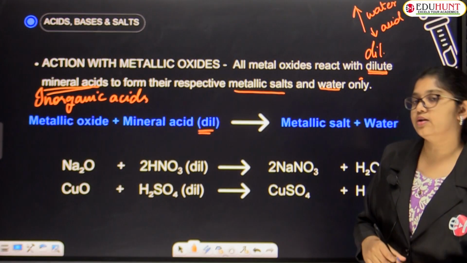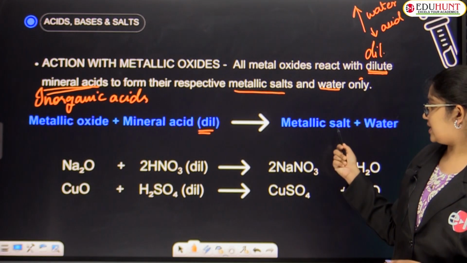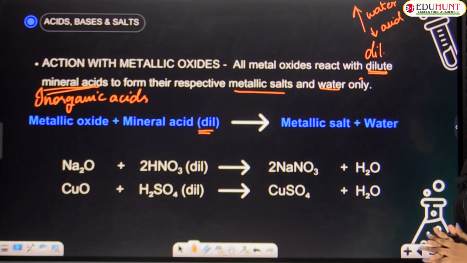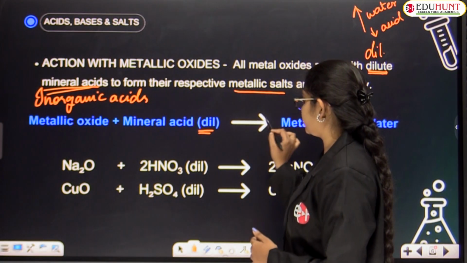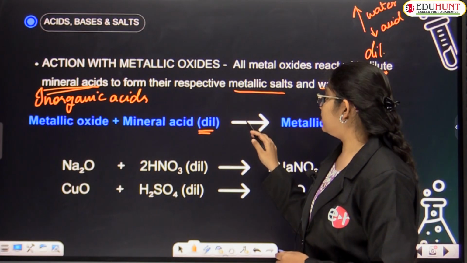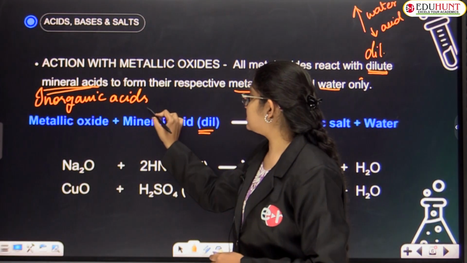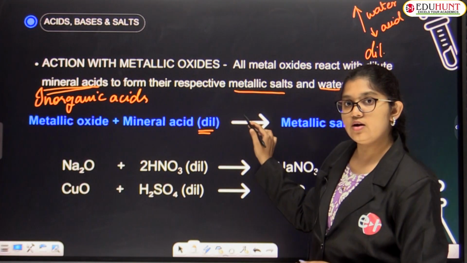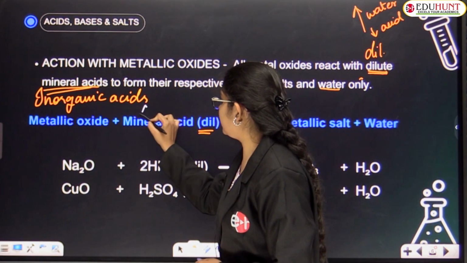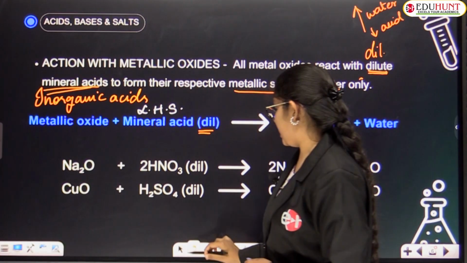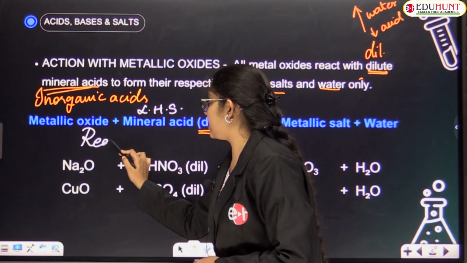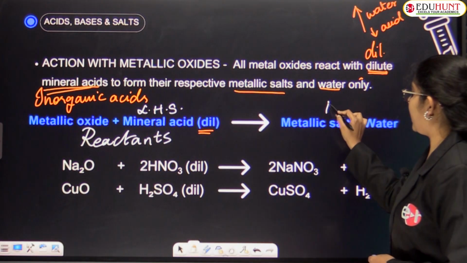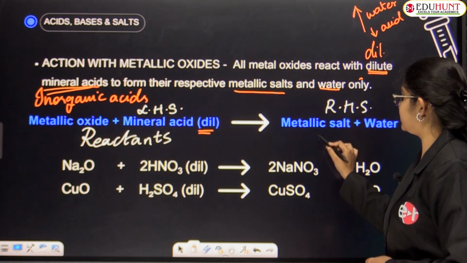DIL means dilute condition. It gives rise to the respective metallic salt, and it also gives water as the only products. So, this is the reaction, children. The reaction arrow mark is like this. The left hand side of the arrow mark is called the reactants. So, both of these react to give the right hand side products. RHS means right hand side.